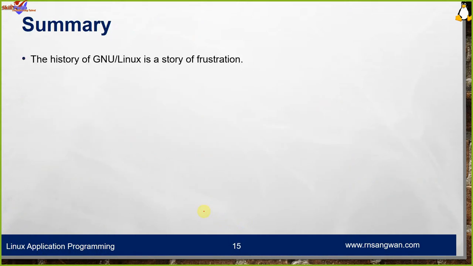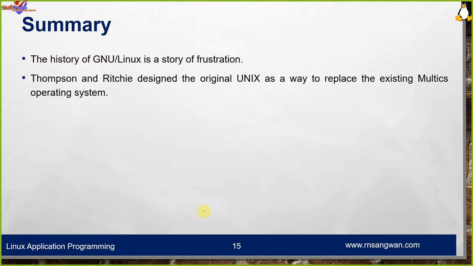The summary is this: the history of GNU Linux is a story of frustration. Yes, remember this word. Why is it a story of frustration? It started in 1968-69 only, and that was also because of some frustration. Thompson and Ritchie designed the original Unix as a way to replace the existing Multics operating system, which was frustrating at the time.